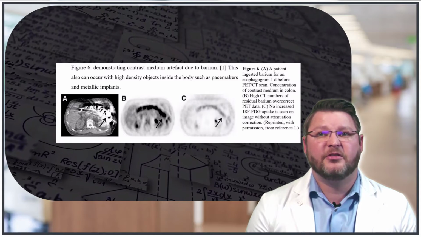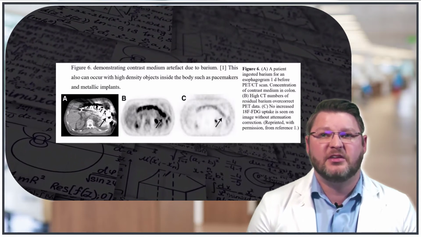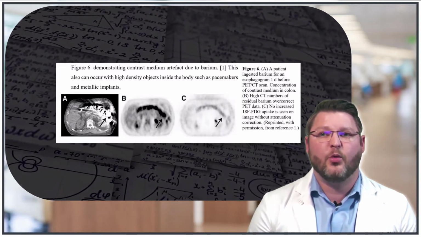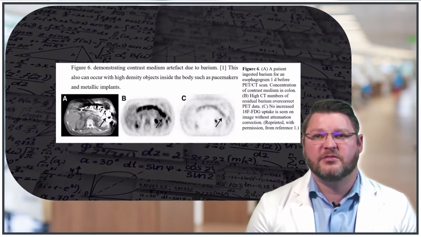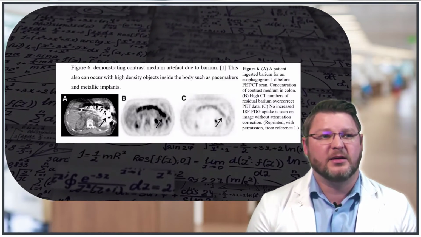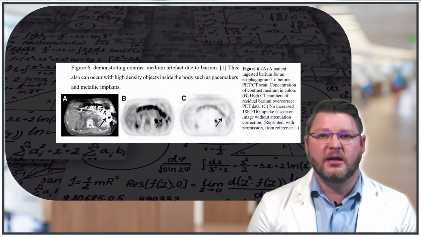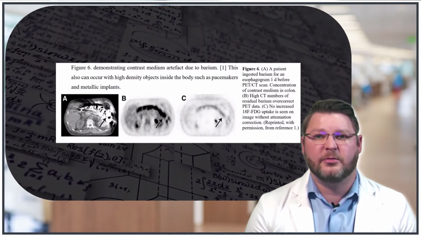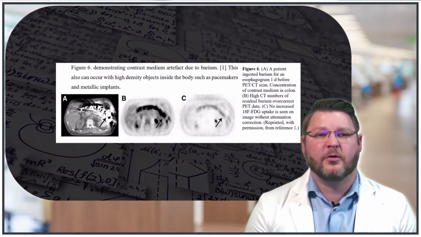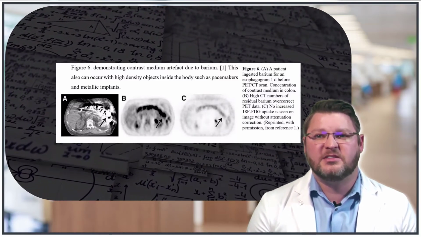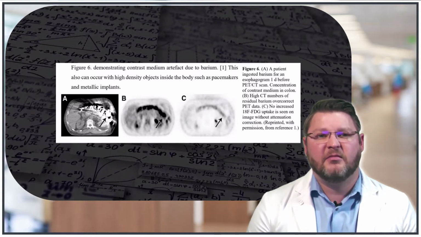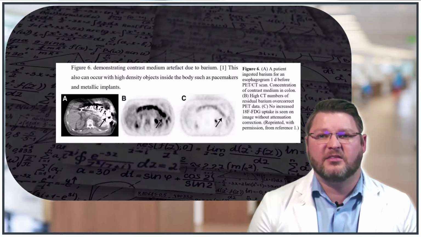If you look here, figure 6, this is a patient who ingested barium for an esophagram 1 day before the PET-CT scan. Concentration of contrast media is seen in the colon in figure A. Figure B, high CT numbers in the residual barium overcorrect for increased PET value, SUV. Image C, this is the non-attenuation corrected image, with very low amounts of uptake seen.